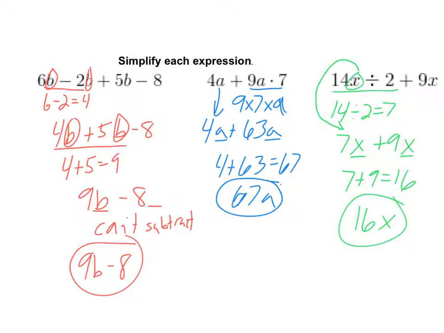For the last one, again, no parentheses, no exponents, but I do have a division, 14x divided by 2. So I take 14 divided by 2 and get 7. 2 does not have an x with it, so x comes along for the ride. So 14x divided by 2 is 7x, so I have 7x plus 9x. They both have an x with it, so I can add them together. 7 plus 9 is 16, so 7x plus 9x is 16x.